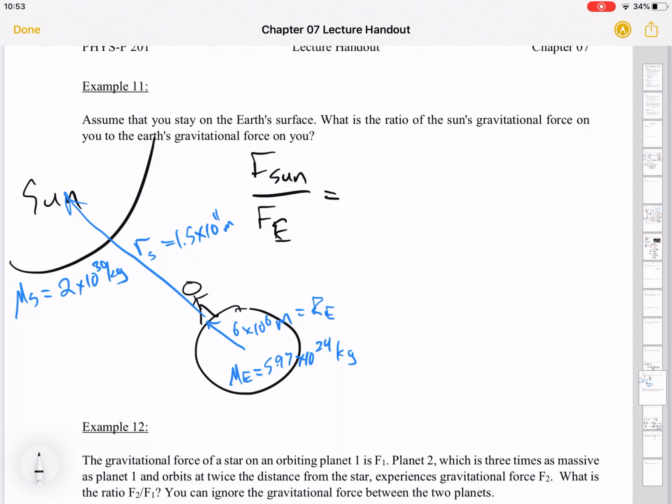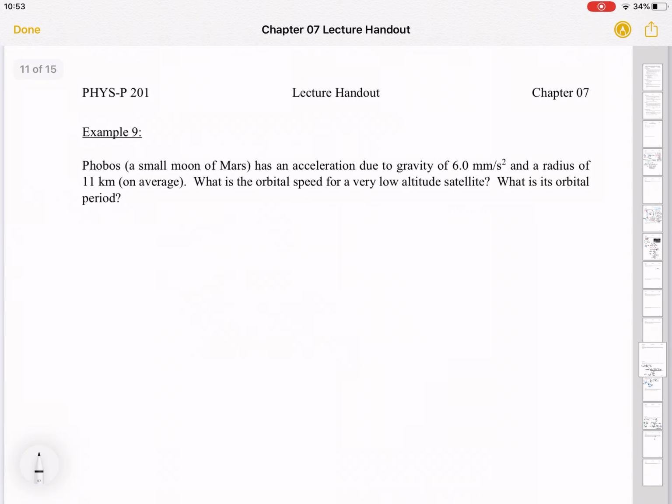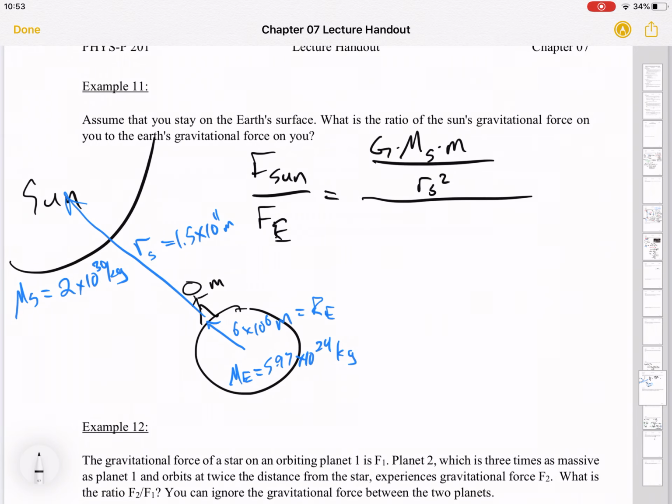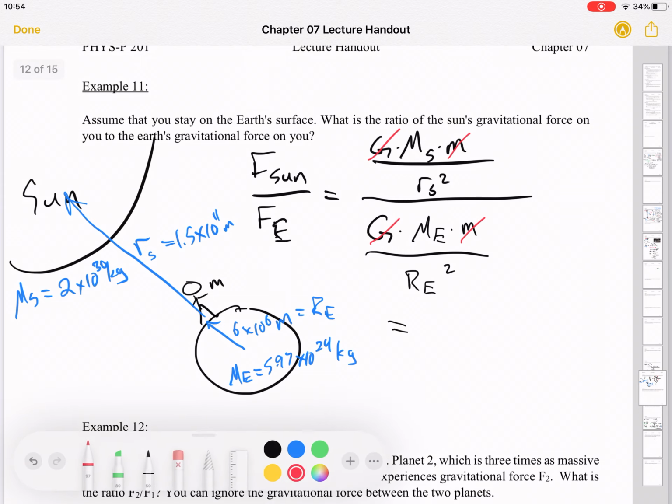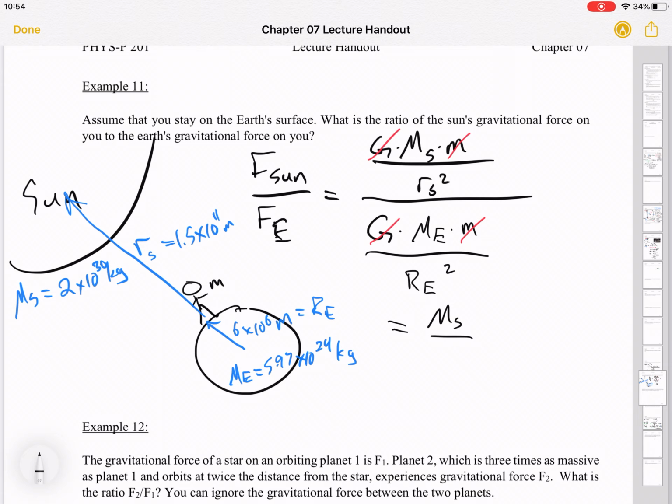Okay, so now we're ready to do this. So it's just a force divided by a force, so we can fill out the equation twice. We've got G, mass of the sun, times mass of the person, right? Divided by the distance to the sun squared. And that whole thing divided by the force between the Earth and the person at the surface of the Earth. So that's radius of the Earth here, squared. Okay, so what cancels? Well, the mass of the person and capital G. And what's left here is the mass of the sun divided by the distance of the sun squared times the radius of the Earth squared divided by mass of the Earth.